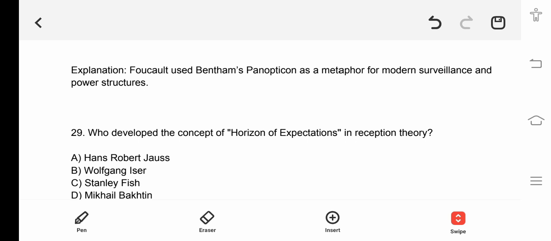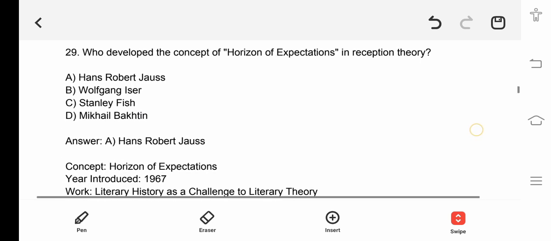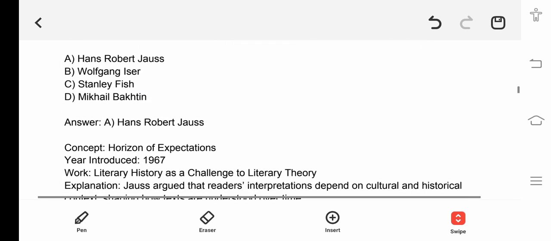So question number 29 is based on another concept. Who developed the concept of horizon of expectations in reception theory? So options you have. The correct answer is Hans Robert Jauss. Okay, so this concept horizon of expectations was introduced in the year 1967 in the work Literary History as a Challenge to Literary Theory.